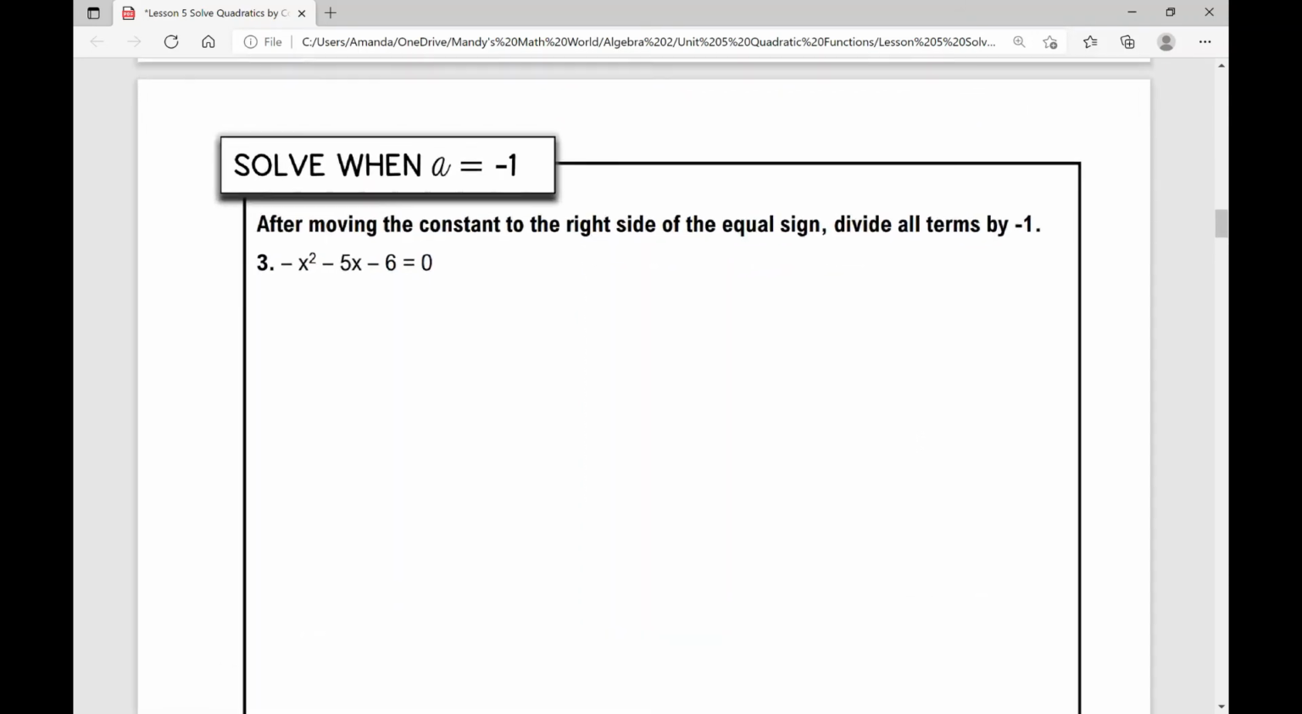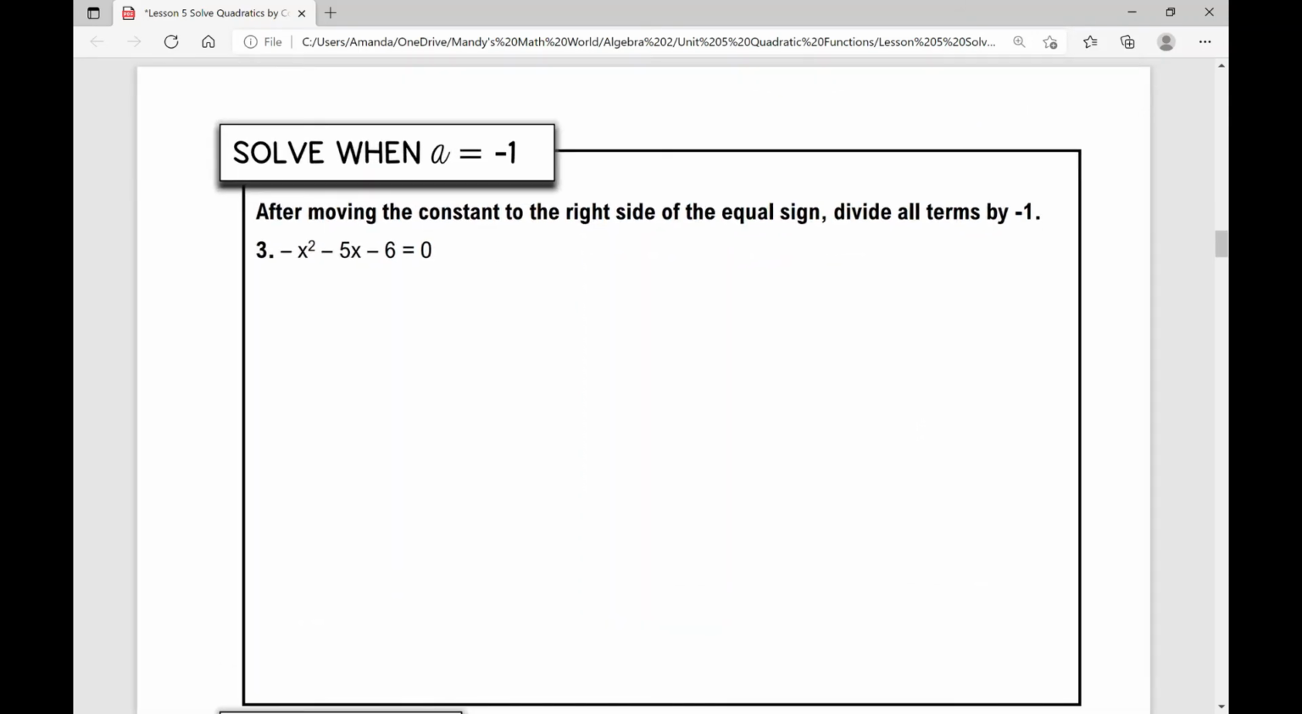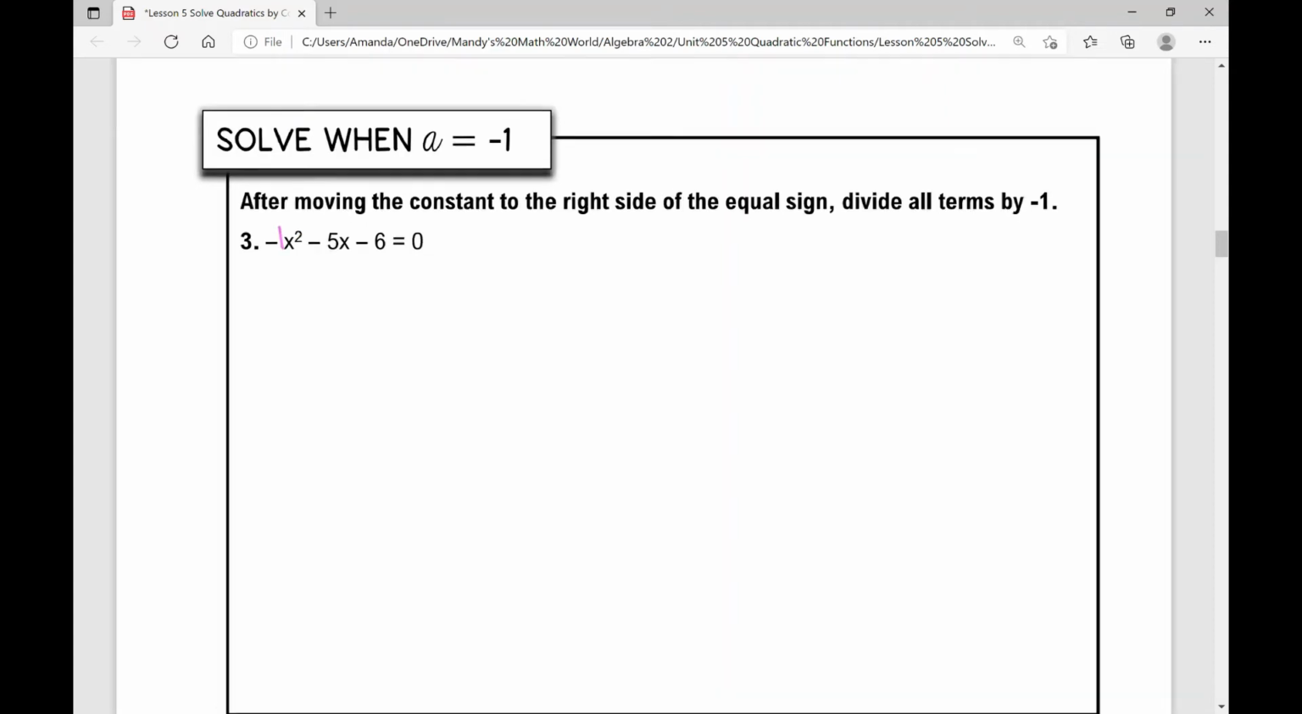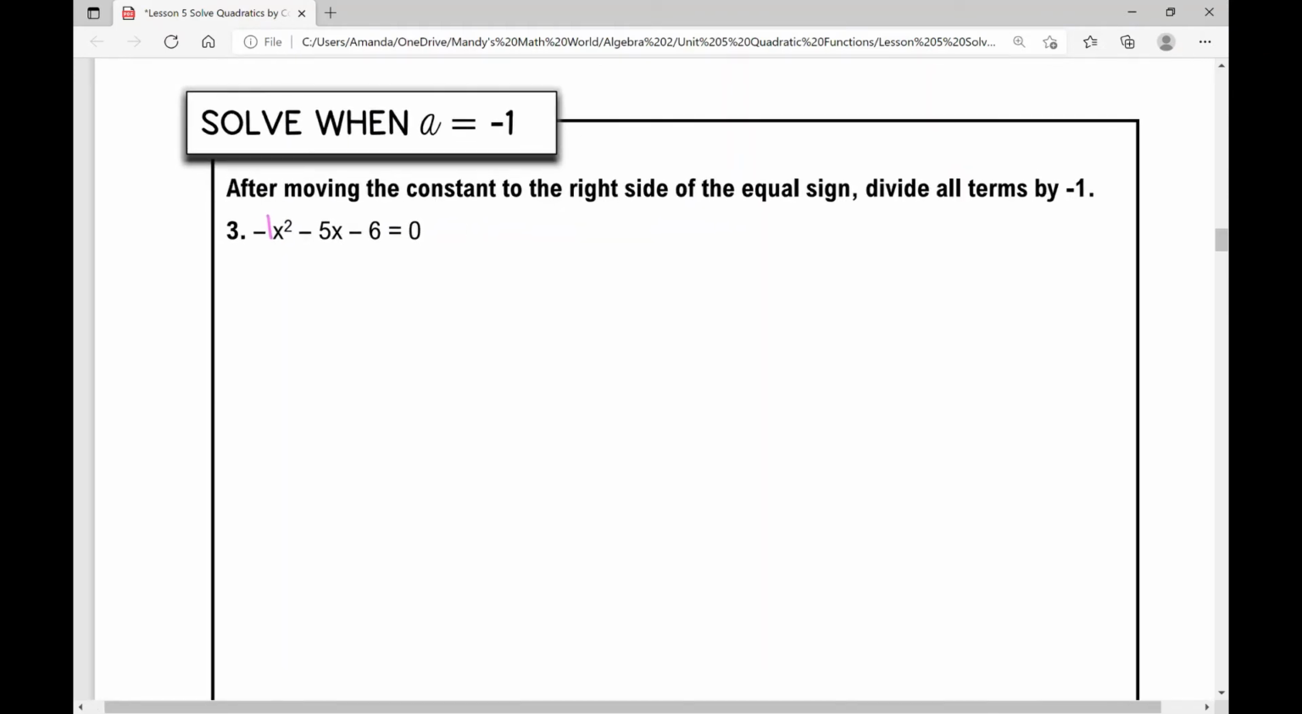This looks kind of similar to example number 2 in that we don't have a leading coefficient of 1. Our leading coefficient in this case is negative 1. So again, after moving the constant to the right side of the equal sign, we're going to divide all terms by negative 1. So I've got negative x squared minus 5x equals positive 6. I moved that term to the right side. I'm going to divide every term by negative 1 because I want my leading coefficient to be positive 1.